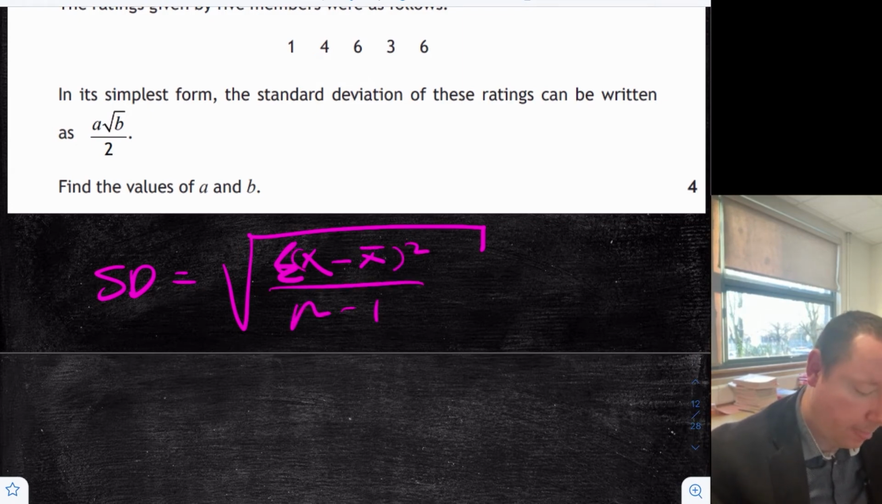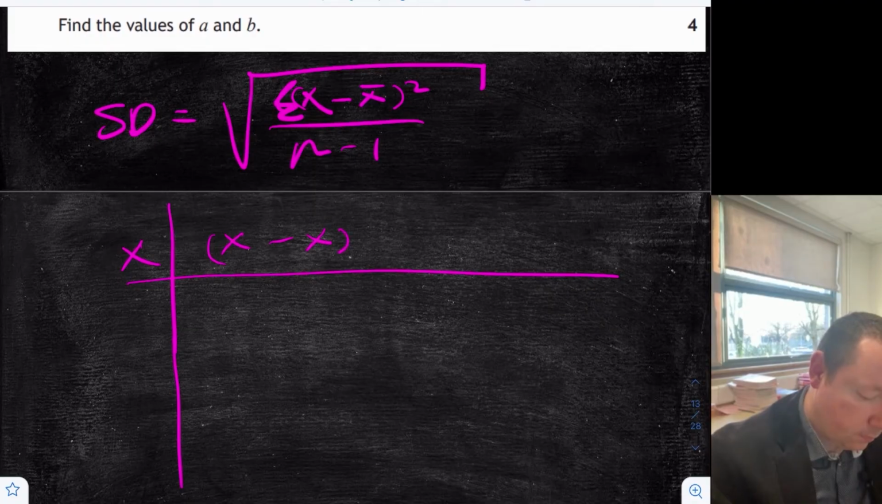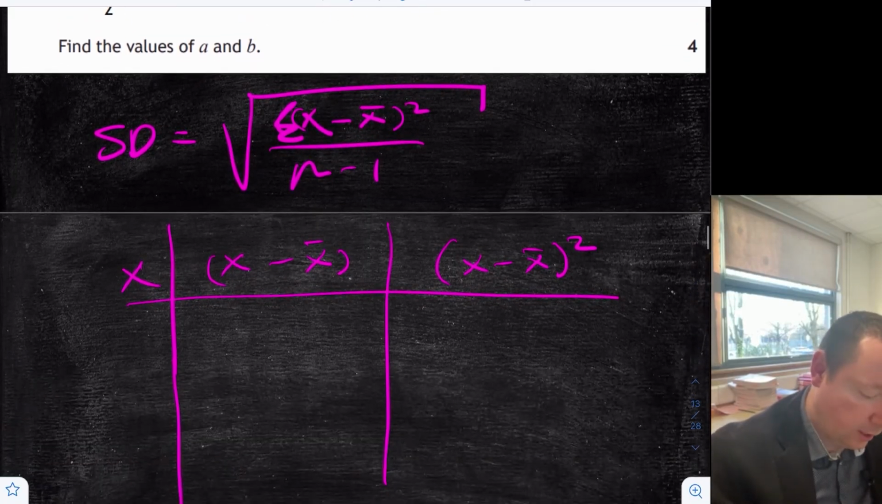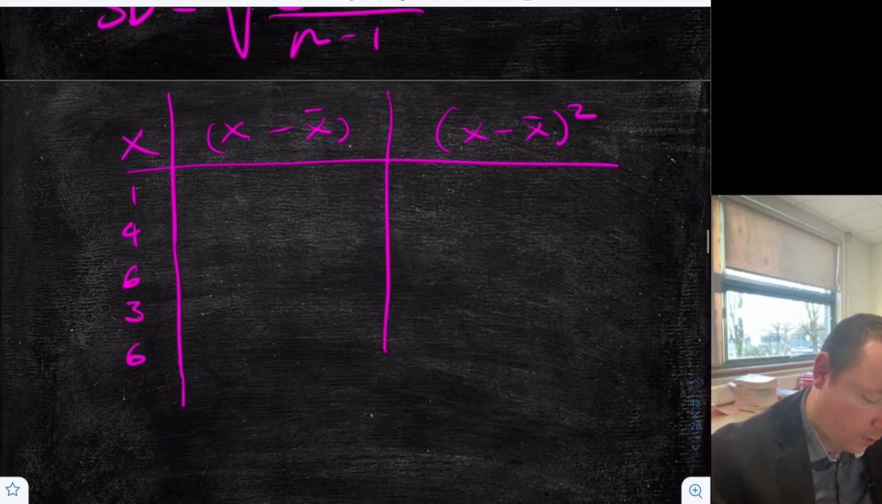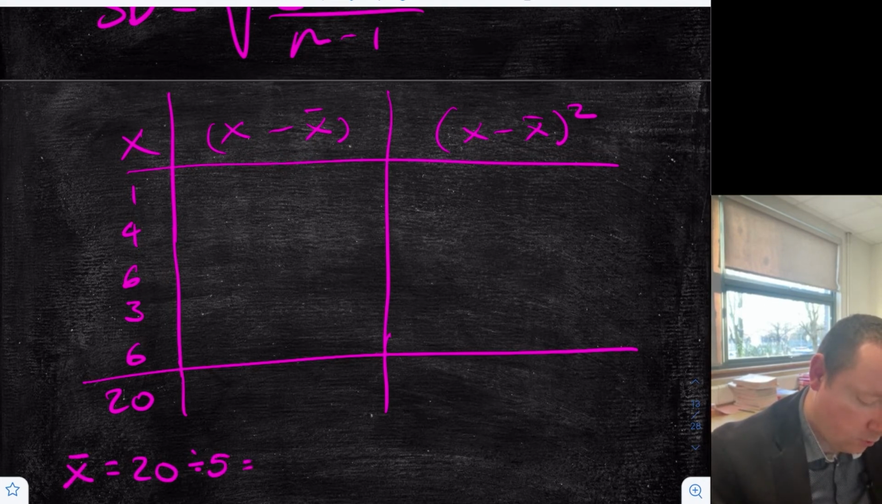That's a little bit messy. But our table, if you recall, is always the same. x, x minus x bar, and x minus x bar again, squared, all from the top. And we can write down our numbers, 1, 4, 6, 3, 6. We add them up at the bottom. So being very careful, 6, 7, 8, 9, 15, 19, 20. So our total is 20, which means our mean is 20 divided by 5, which is 4.